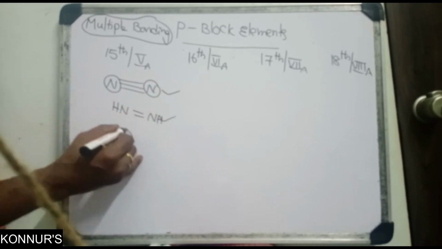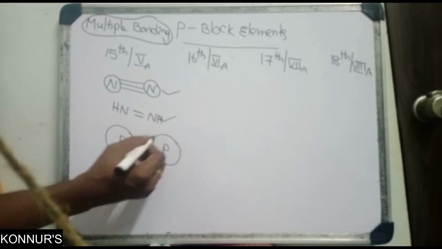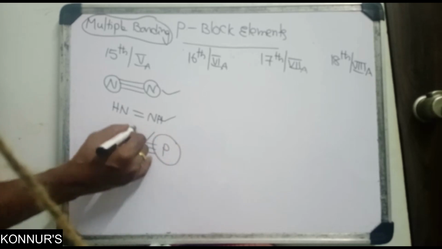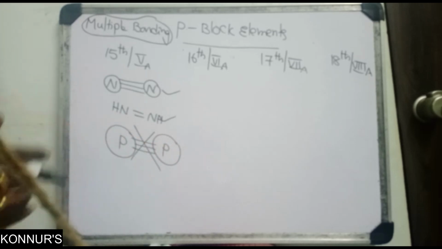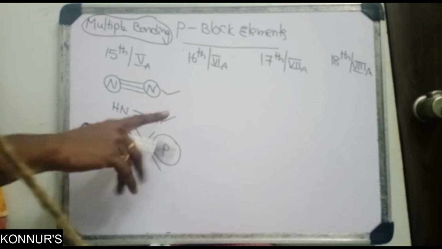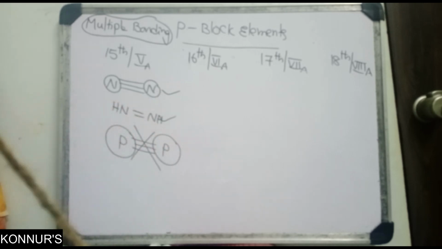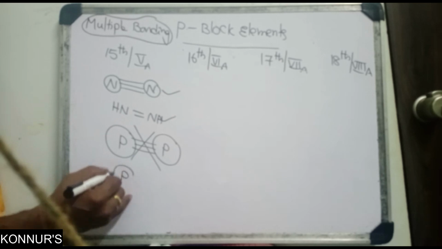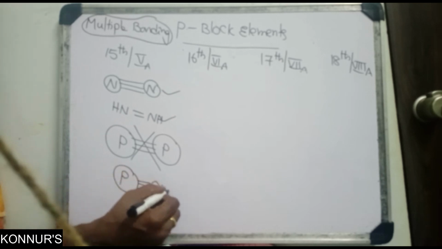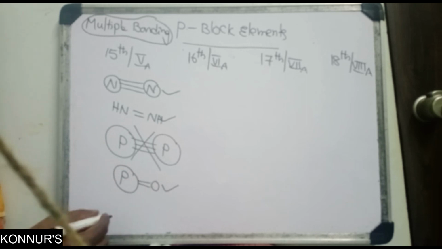Suppose you take phosphorus, which is large in size, and another phosphorus, large in size. In between these two, a triple bond is not formed because of the large size. Orbitals are far away, and far away means there is no sideways overlapping, so a pi bond is not possible. Suppose one phosphorus is large, P double bond O is possible. Next, if this size is very large, two double bond O's are not possible.